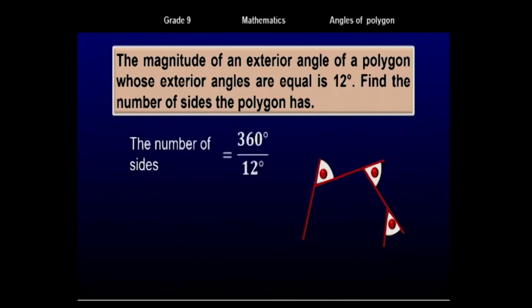So, the number of sides is equal to the sum of the exterior angles, 360, and the exterior angle is equal to 12 degrees. So, we can divide by this, then you can obtain the number of angles. In here, the number of angles is equal to the number of sides. Then you can take 30. Number of sides equals 30.